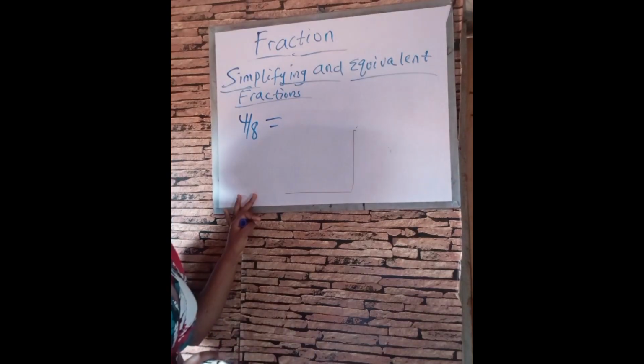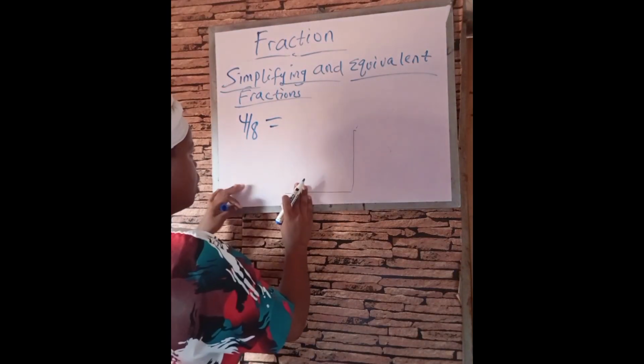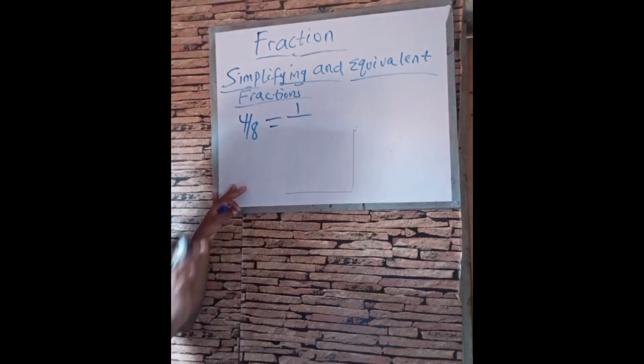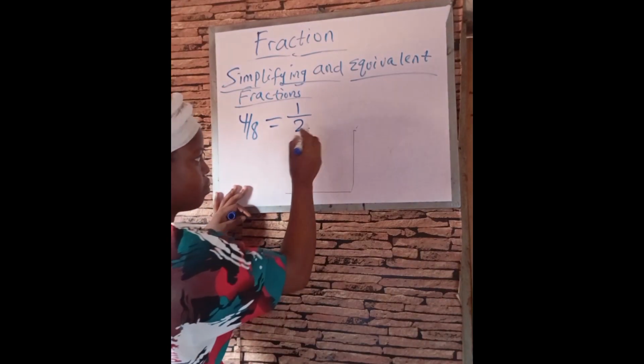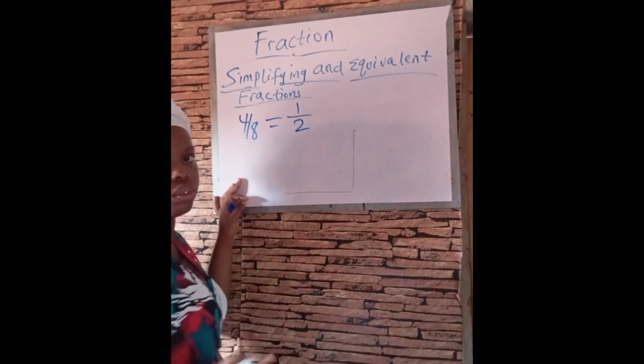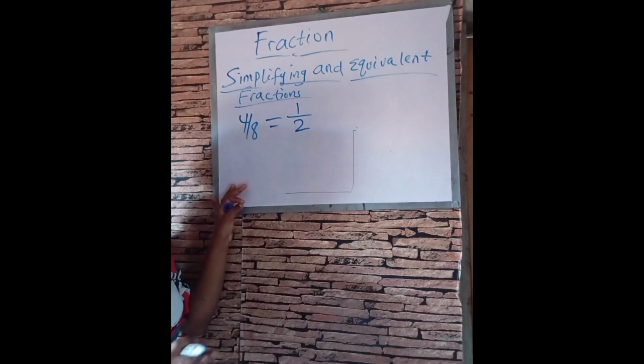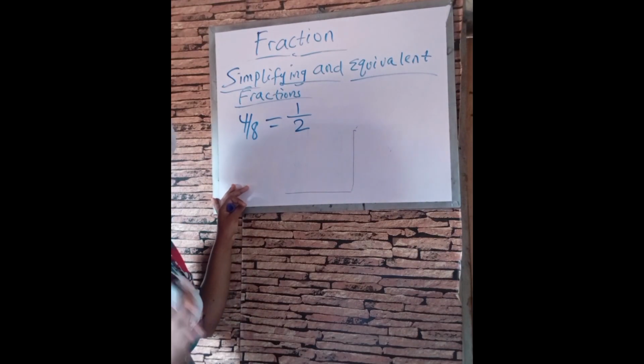So if we pick 4, 4 divided by 4 will give us 1. The 8 divided by 4 will give you 2. You have already simplified this fraction. And this and this are equivalent. They are equivalent to each other.